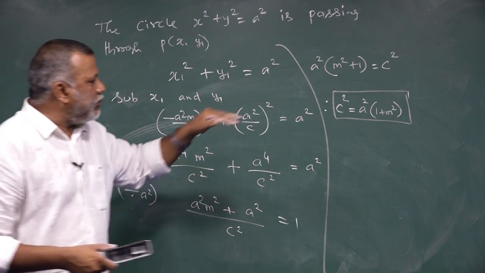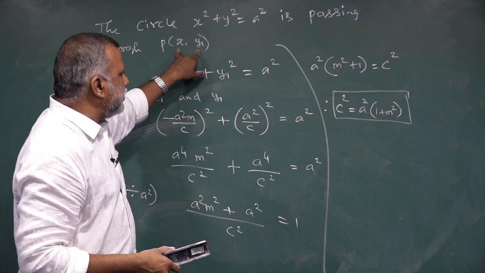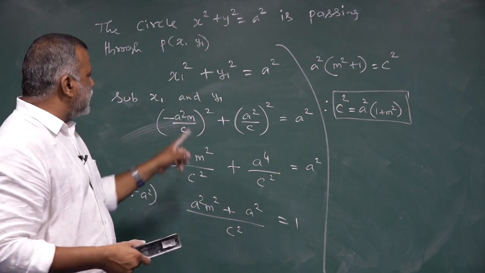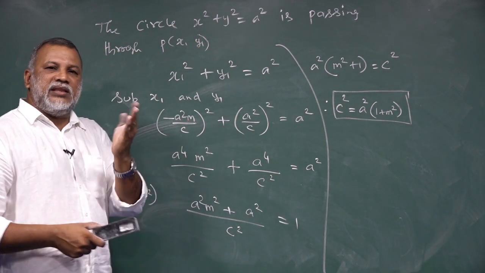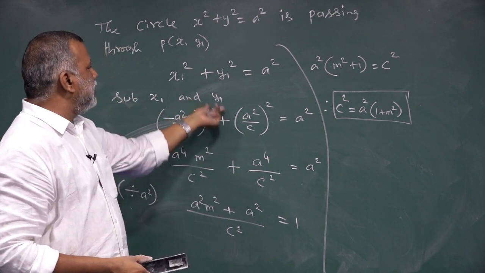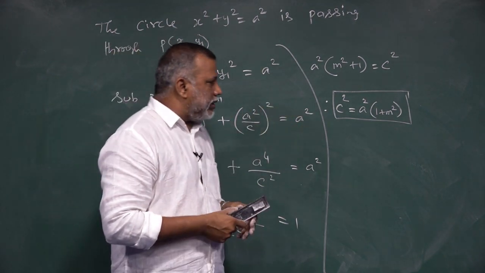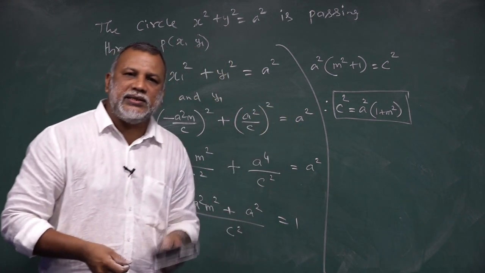Here we need x1 and y1. The value of x1 is minus a squared m by c. Then the value of y1 is a squared by c. Substitute x1 and y1, then simplify, and we get the condition c squared equal to a squared of 1 plus m squared.